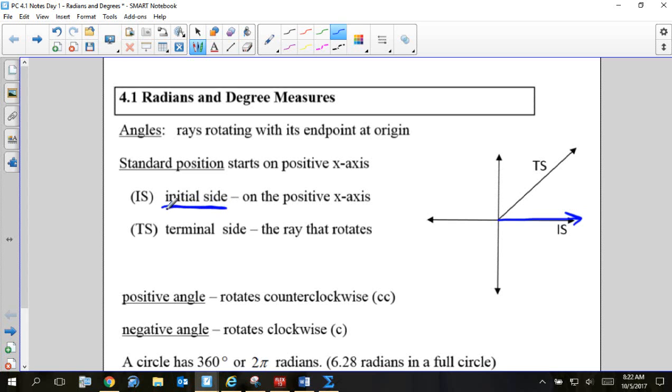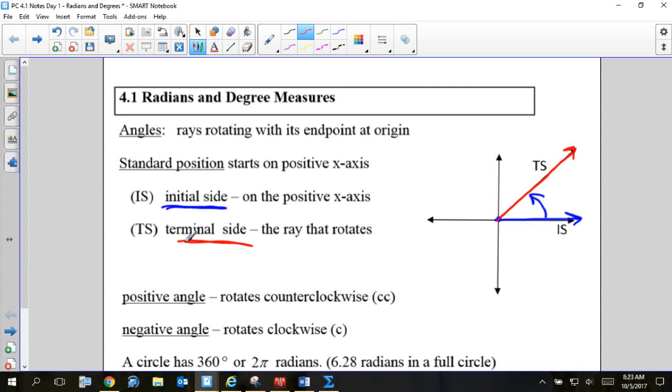Initial means the starting point. So that's where we always start for our angles. That's why on your unit circle, most of you had 0 degrees there. And then we rotate a ray. The center is at the origin. We rotate it, and we get to a new side, and we call this side the terminal side. So the terminal side is the side that stops to form that angle. So we got initial side and terminal side.